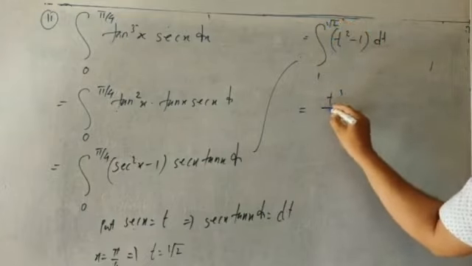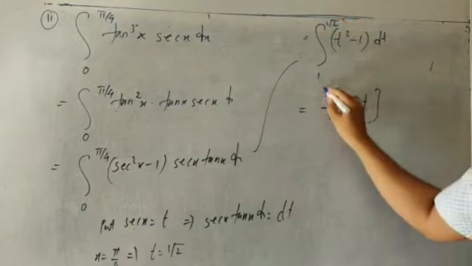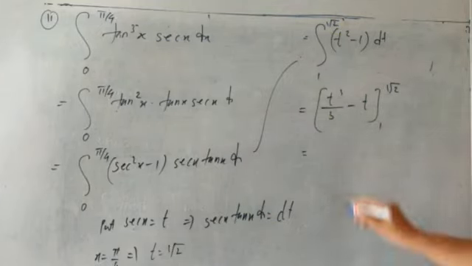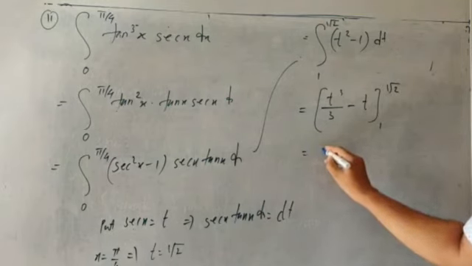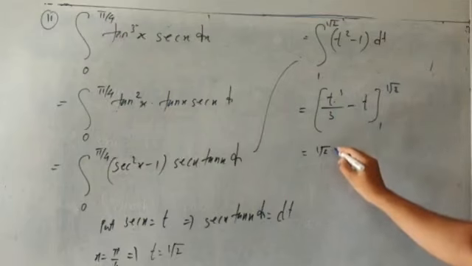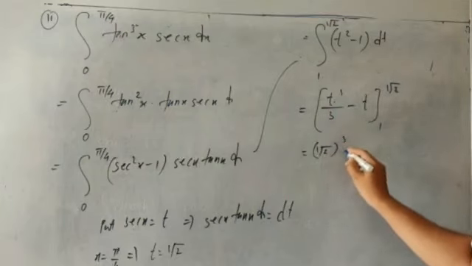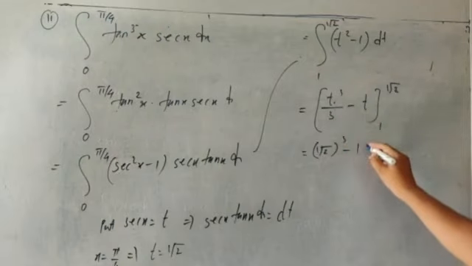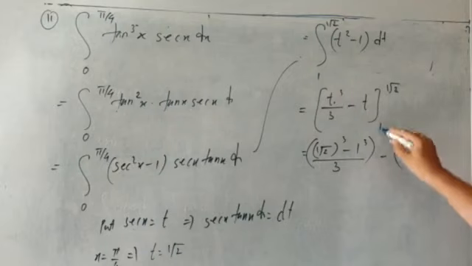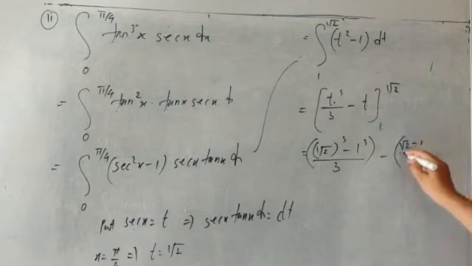So this can be written as t cube by 3 minus t, from 1 to root 2. Simplified further, this can be written as root 2 cube by 3, root 2 cube, that is the upper limit, minus 1 cube by 3, minus, if I put t equal to 1, root 2 minus 1. So this is what should be the answer. You can simplify this further.